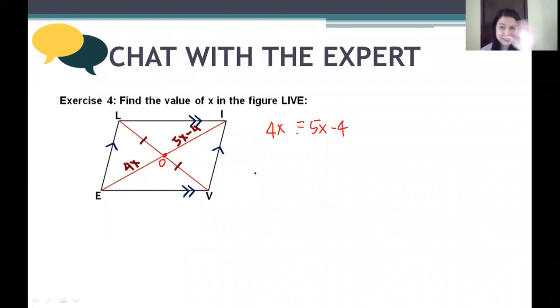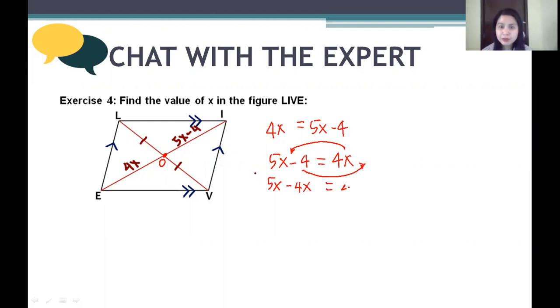Let me do the reflexive property, okay? 5x minus 4 equals 4x. That's the transposition. Transfer. So we have 5x minus 4x is equal to transfer 4. So x is equal to 4.